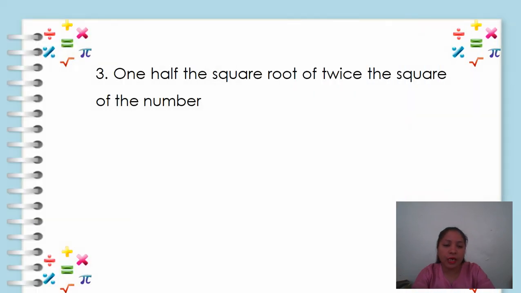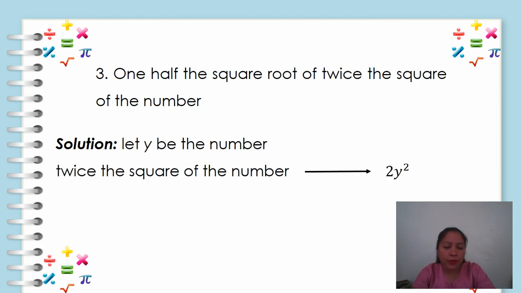Next, number 3. 1/2 the square root of twice the square of a number. Yan, medyo mas complicated naman ito. Okay? So, solution. Let y be the number. Twice the square of a number. Ito muna yung ita-translate natin. Twice, so ibig sabihin ay 2 times. Ano ang i-multiply natin? Sa 2. Square of a number. So, in mathematical phrase, that is 2y squared.